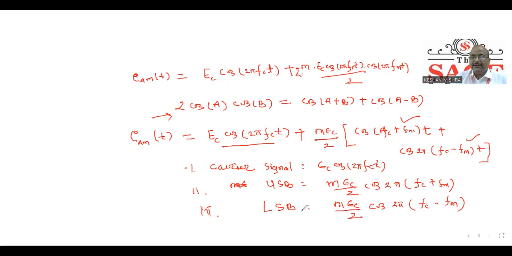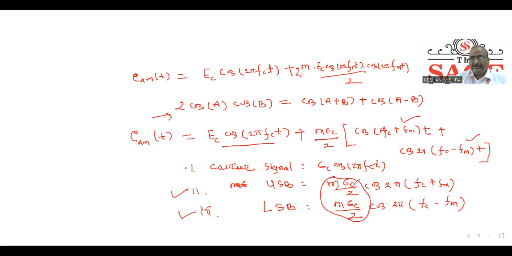One important thing we can note is that the upper sideband and lower sideband are symmetrical. In previous classes, I have covered the concept of the upper and lower sidebands. But here we note that m Ec by 2 is the amplitude of each sideband. So the amplitude of the upper sideband and lower sideband is a function of the modulation index.